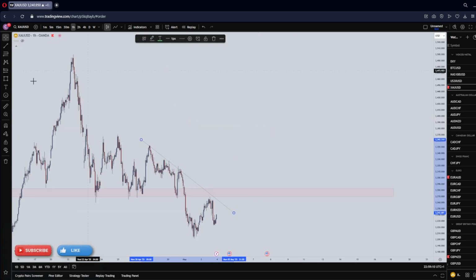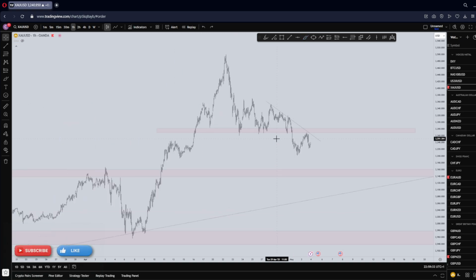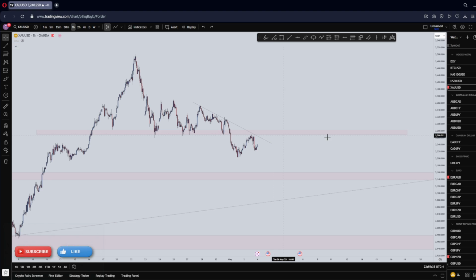If price breaks above this, then it's going to continue bullish. If price closes above this trend line, this trade is null and void. In fact, I won't even advise you to take it. For now, look for the bullish signals on gold.